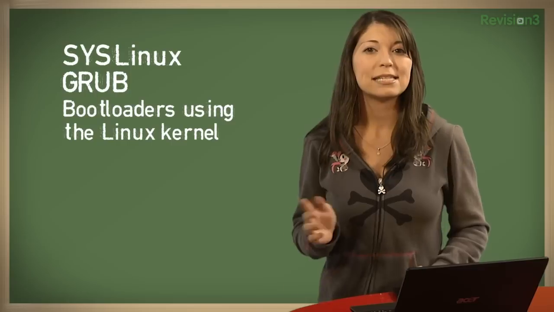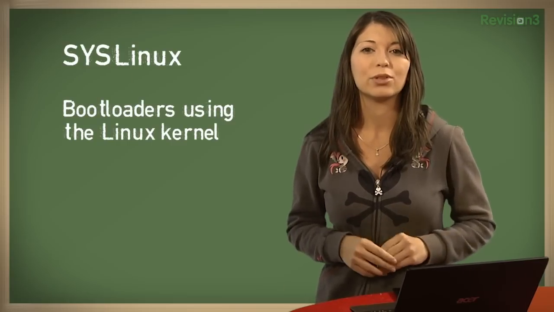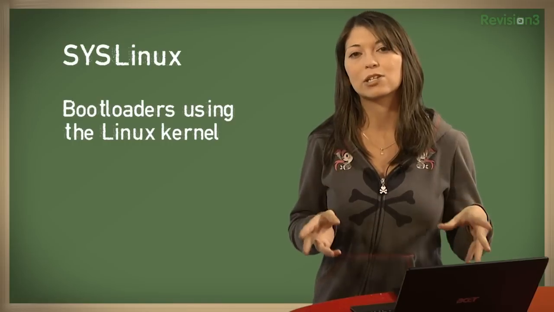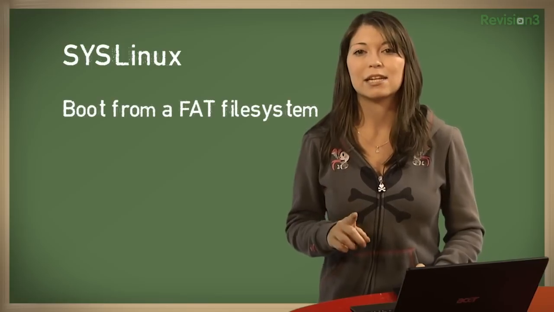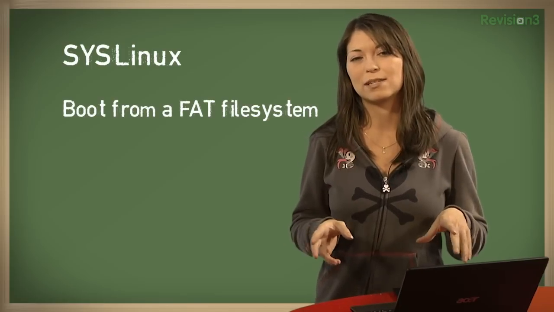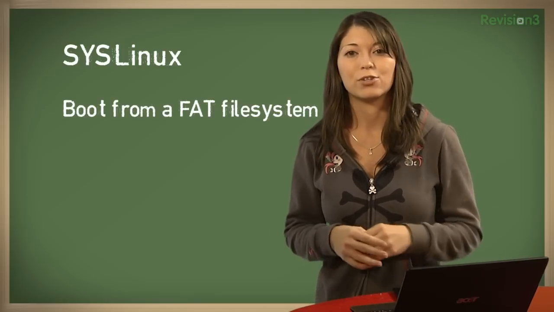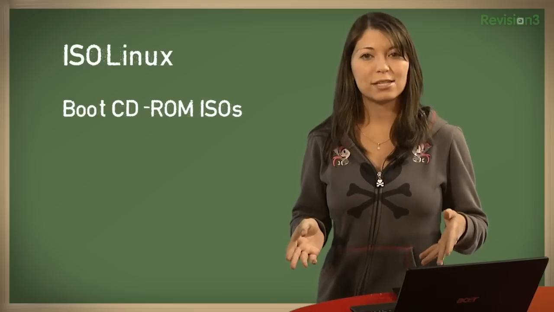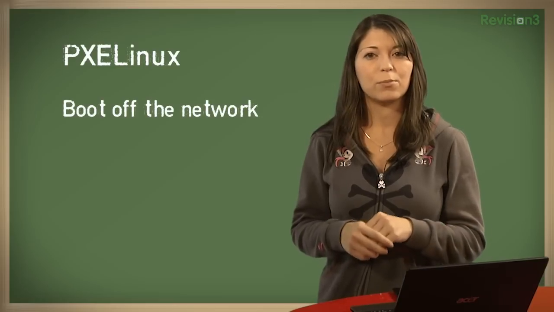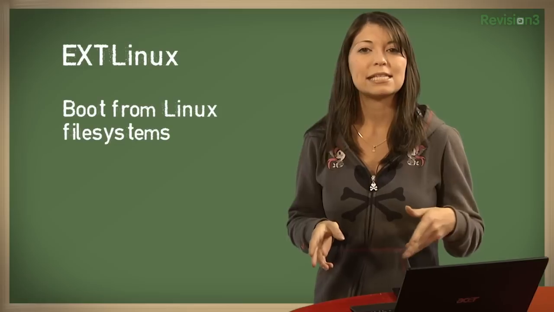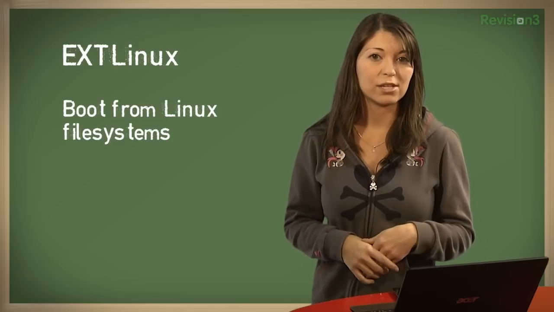It either uses SysLinux or GRUB. SysLinux is a suite of lightweight bootloaders for starting computers with the Linux kernel. It comes in multiple flavors. First of all, there's SysLinux for booting off of a FAT file system, like our USB flash drive that I have here. Then there's ISOLinux for booting CD-ROM ISOs. Typically, these are used for live CDs. PXELinux is for booting off of the network, and EXTLinux for booting off of Linux file systems.